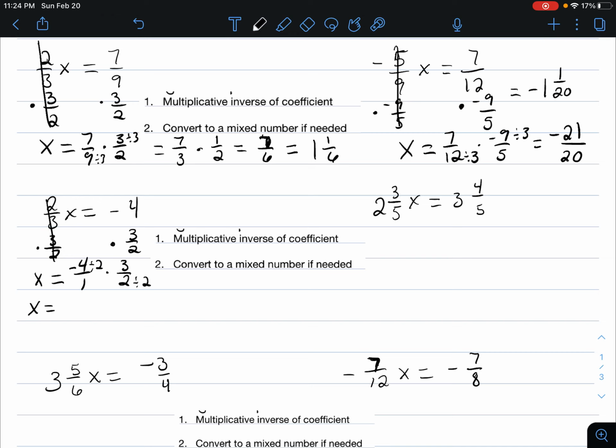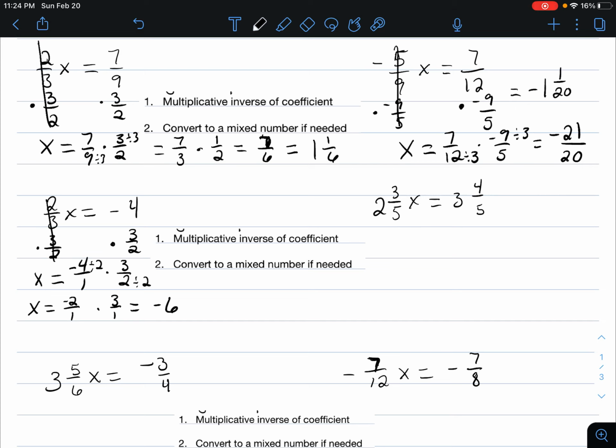Okay, we can cross simplify here. So that's going to give us x is equal to negative 2 over 1 times 3 over 1, which is actually just going to equal a negative 6. And note here that it is a positive times a negative, so the outcome is going to be negative.